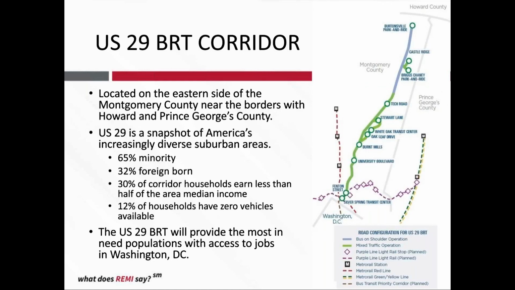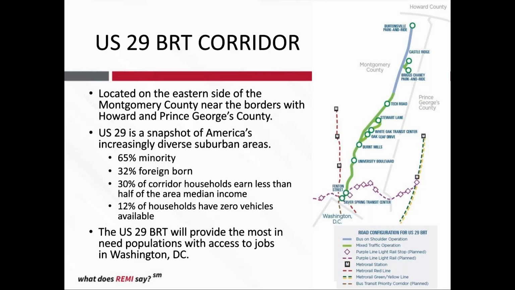So that's who we are, and that's how we will transition into our particular scenario that we'll be demoing. Our example today is the US 29 BRT corridor, which is located on the eastern side of Montgomery County, Maryland, near the borders with Howard and Prince George's County. You see this illustration to the right. You can see a map of the current transportation layout.